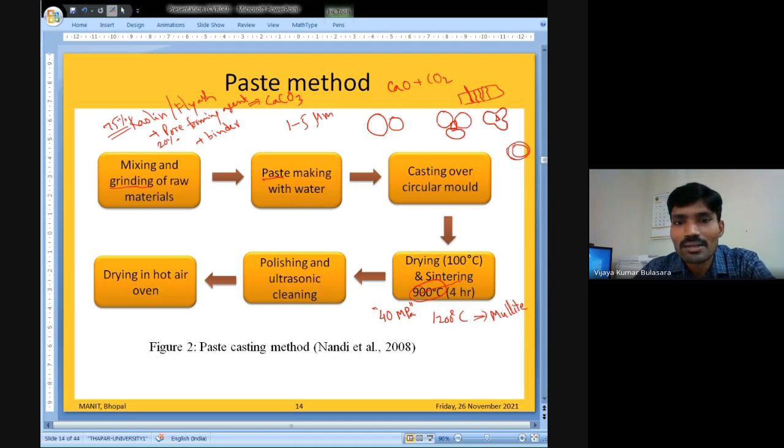Okay, so this sintering temperature, 900 degrees, is sufficient to obtain membranes with a high mechanical strength, that is about 40 megapascals. Then the prepared membranes are polished, then cleaned ultrasonically for further use. So this is a paste casting method.